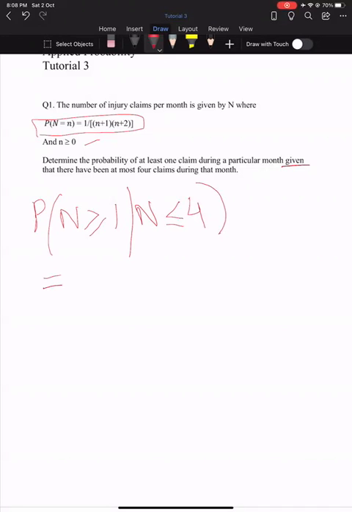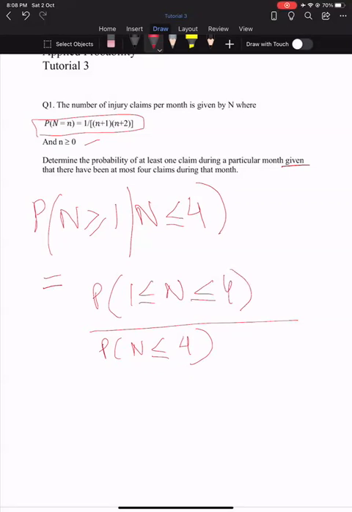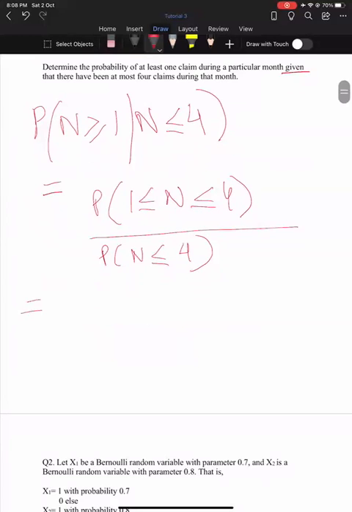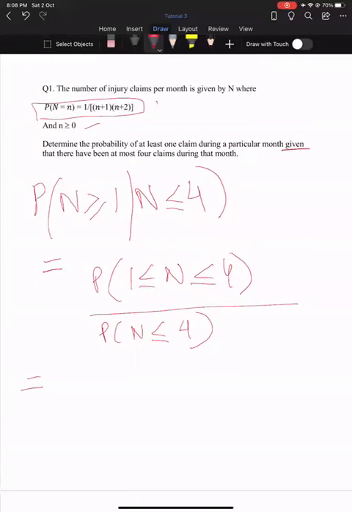For the denominator, we have to take the probability that n is less than or equal to 4. And for the numerator, it's the intersection of n is greater than or equal to 1 and n is less than or equal to 4. After that we can plug in. We'll use this function, and here we take the values of n from 1 to 4 for the numerator and then 0 to 4 for the denominator.